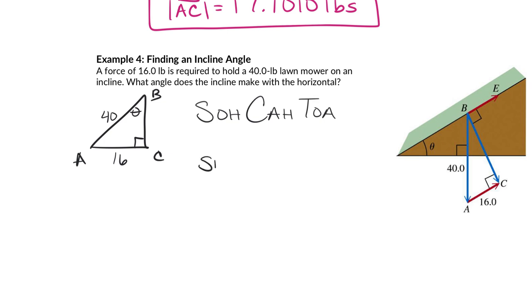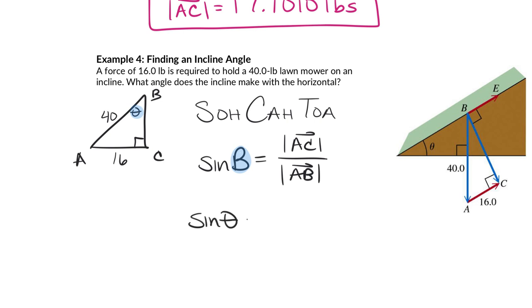So again, we're going to end up doing sine of angle B will be equal to the magnitude of vector AC, that's opposite, divided by the magnitude of vector AB. Now this time, remember, we are looking for this angle B. We're looking for theta. So we can plug in what we know. Sine of theta would be equal to the magnitude of AC, which is 16, divided by the magnitude of AB, which is 40.